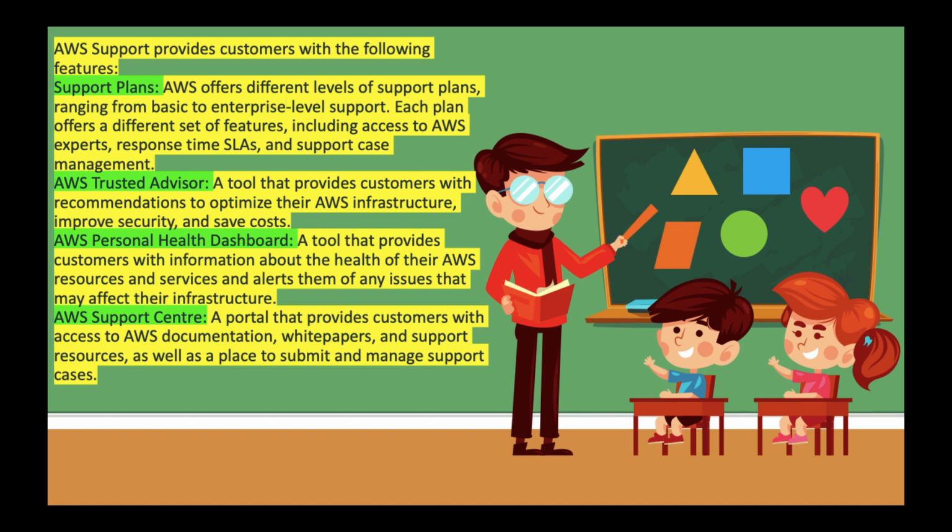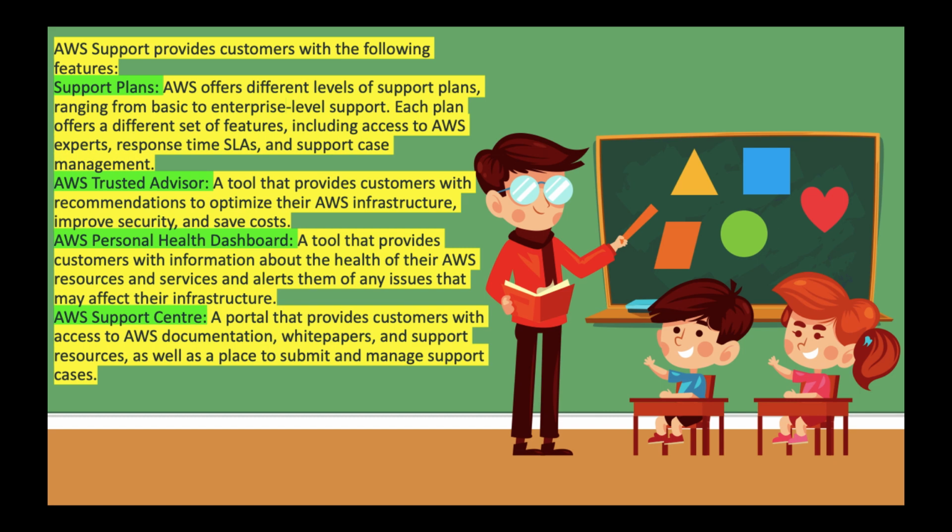AWS Cost Explorer generates reports on a user's AWS spending and usage, enabling them to track usage trends and identify areas where they can reduce costs. Cost allocation tags. Users can create tags to categorize their AWS resources and services, making it easier to allocate costs to specific teams or projects.